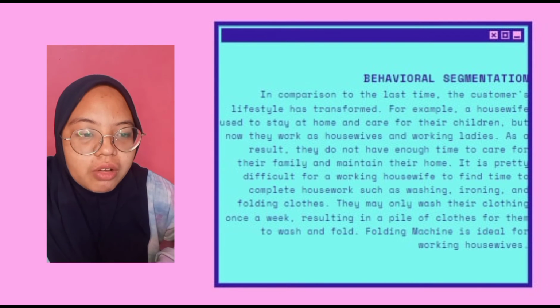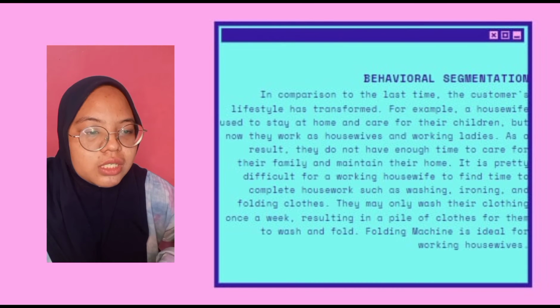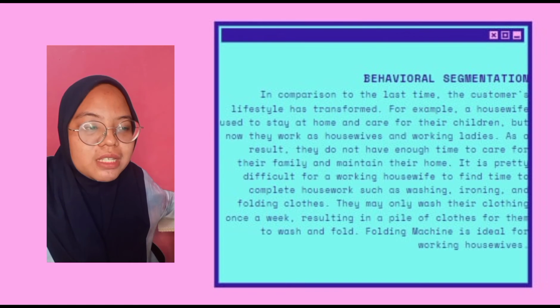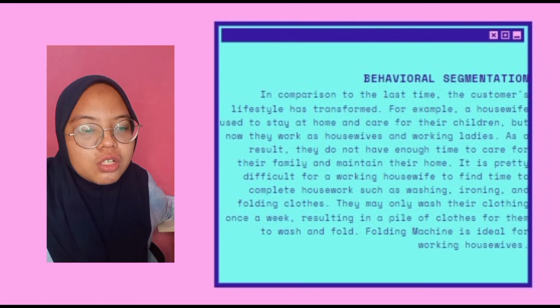It is pretty difficult for a working housewife to find time to complete housework such as washing, ironing, and folding clothes. This method is ideal for working housewives.